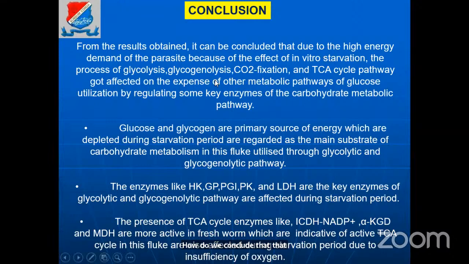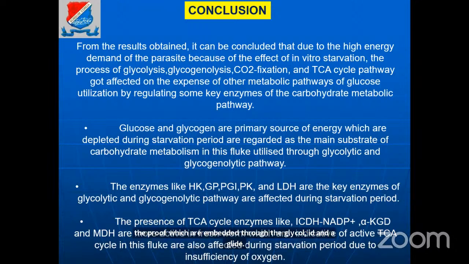Now, from these results, what do we conclude? It can be concluded that due to the high energy demand of the parasite, because of the effect of in vitro starvation, the processes of glycolysis, glycogenolysis, CO2 fixation and the TCA cycle got affected at the expense of the other metabolic pathways of glucose utilization, by regulating some key enzymes of the carbohydrate metabolic pathway. Glucose and glycogen are the primary source of energy, which are depleted during the starvation period, and are regarded as the main substrate for carbohydrate metabolism in the fluke, which are utilized through the glycolytic and glycogenolytic pathway.